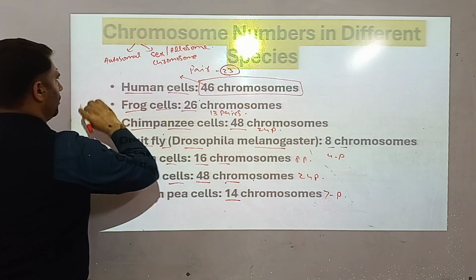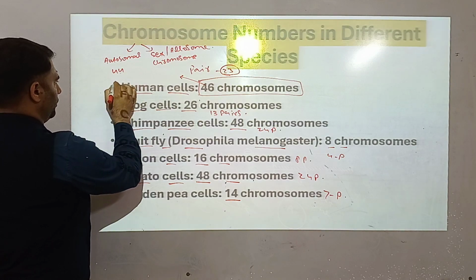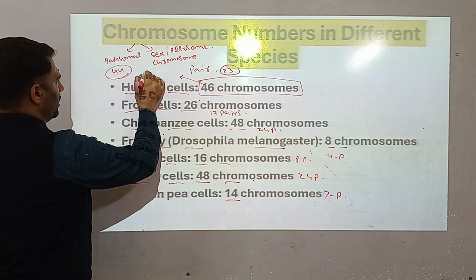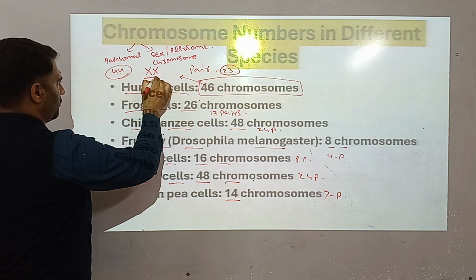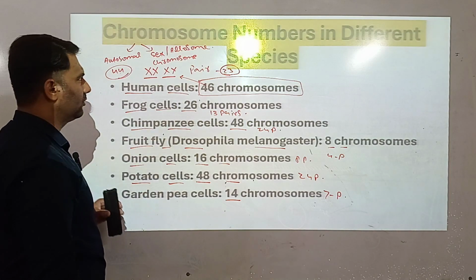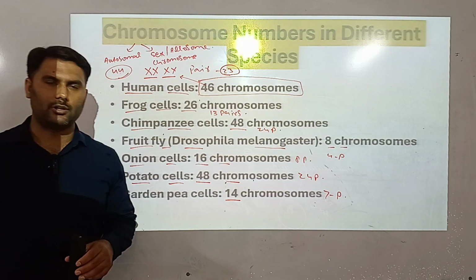In humans, 44 chromosomes or 22 pairs are autosomal chromosomes, and the last one, the 23rd pair, is XX in case of female and XY in case of male. This is the sex chromosome or the allosome, which determines the gender of the next generation.